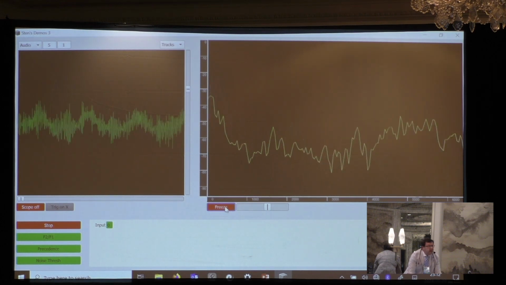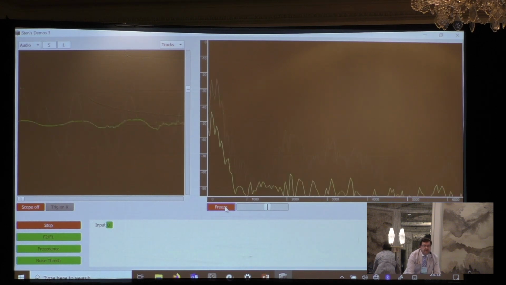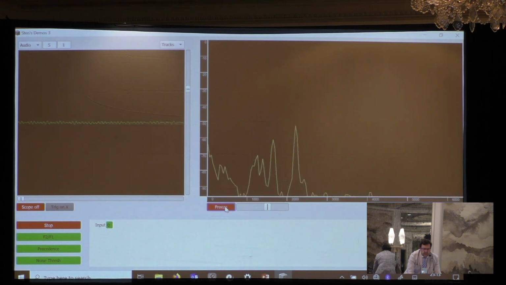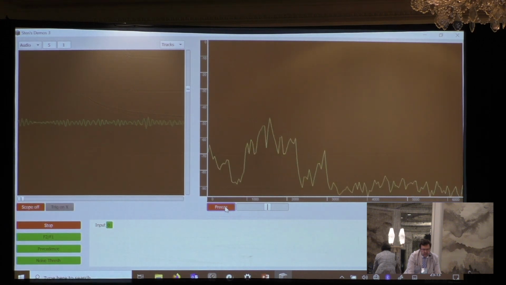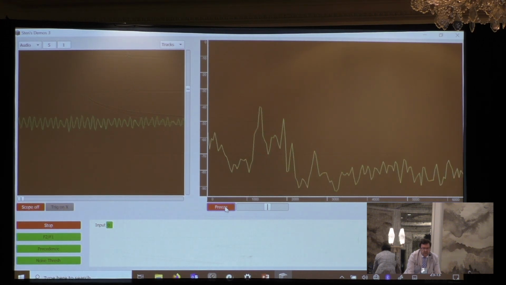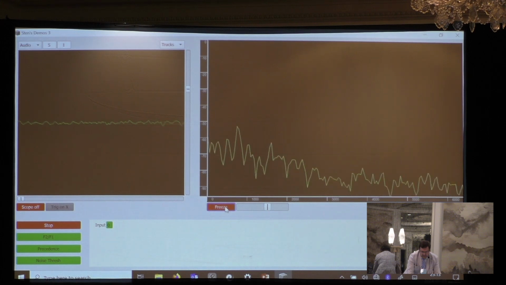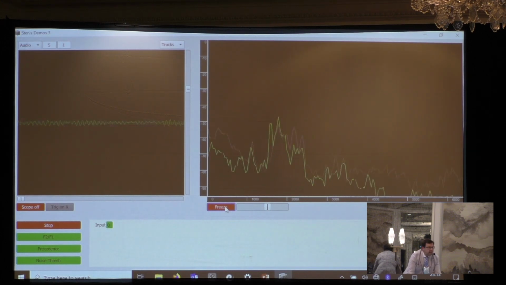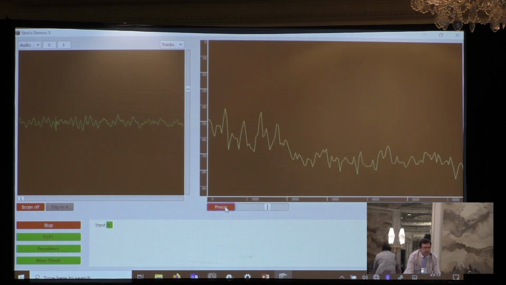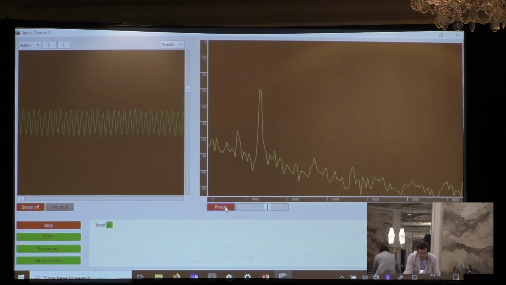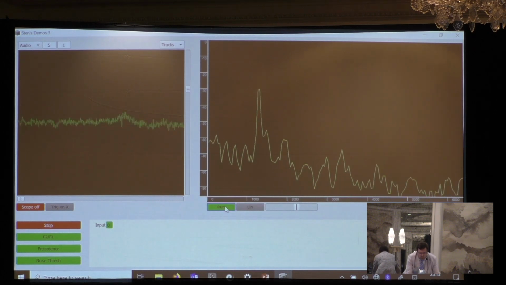Now I encourage you all to whistle arbitrarily and see if you can see your own whistle in that. What fun. Yes, thank you.